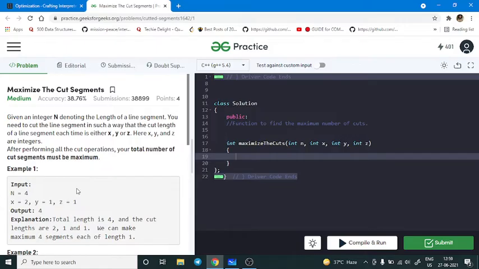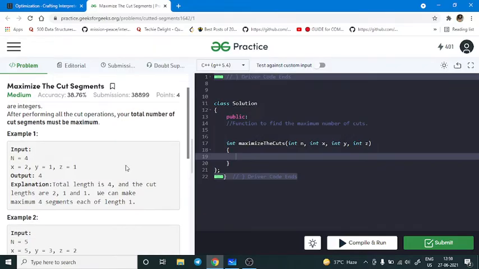Now moving further, after performing all the cut operations, our task is to return the total number of cut segments, and that should be the maximum, right? So basically, as we are given the options of cutting that line segment into various small segments of length x, y, and z, our task is to maximize the total number of cut segments, correct? Now let us see the first sample test case to understand this problem statement more clearly.